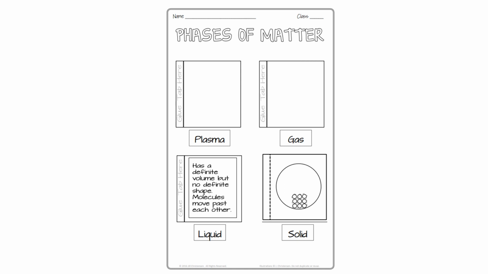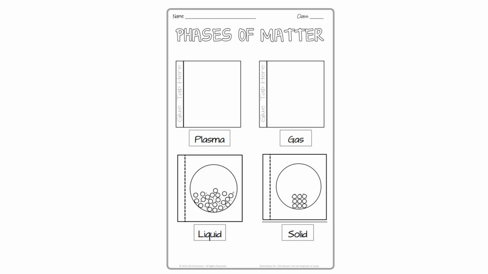For a liquid, it's going to have a definite volume, but it's not going to have a definite shape. So if I have a glass of water, I can pour it into a bowl. It's still going to be the same volume, even though it's in a different container, but now it's going to be taking a different shape because it takes the shape of the container. And so these molecules are going to be moving past each other. They're going to be free flowing. So here are some atoms that are taking the shape of the container.